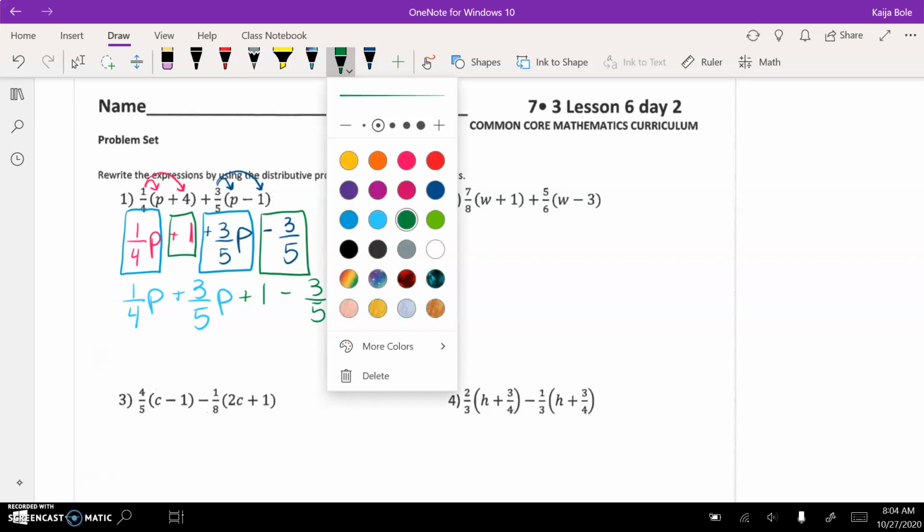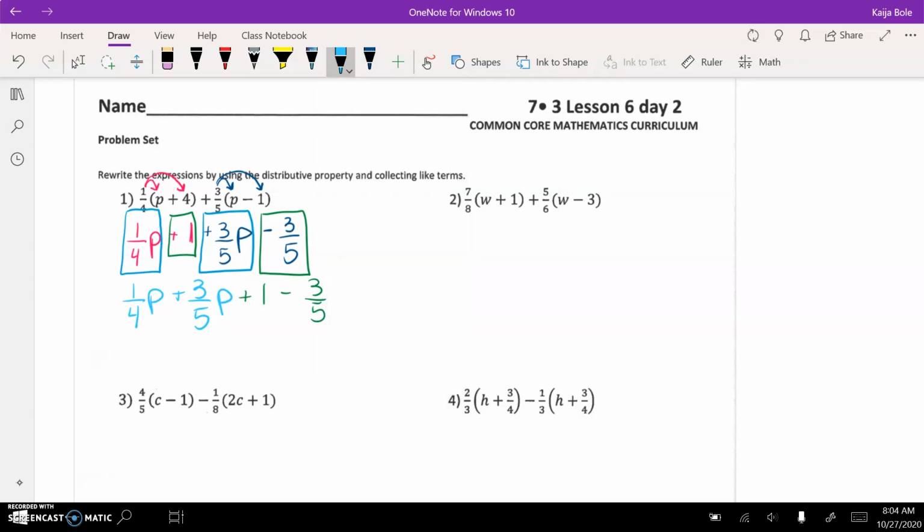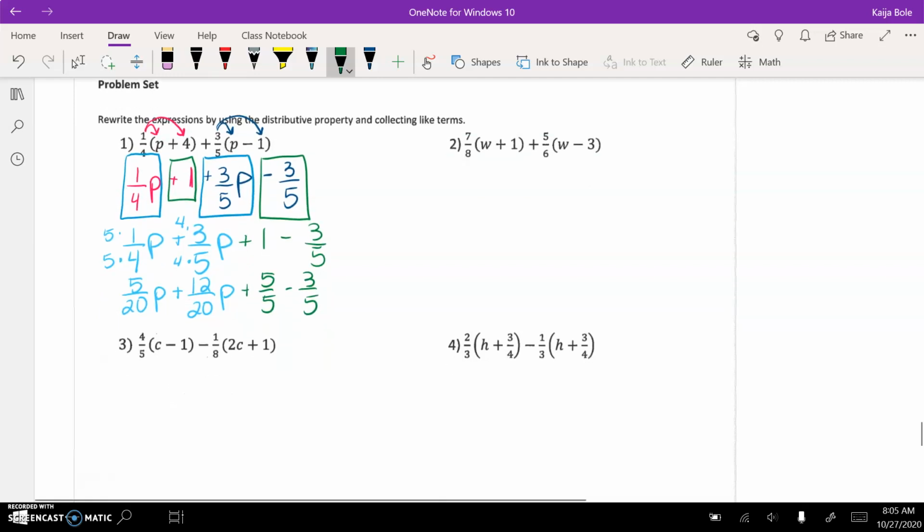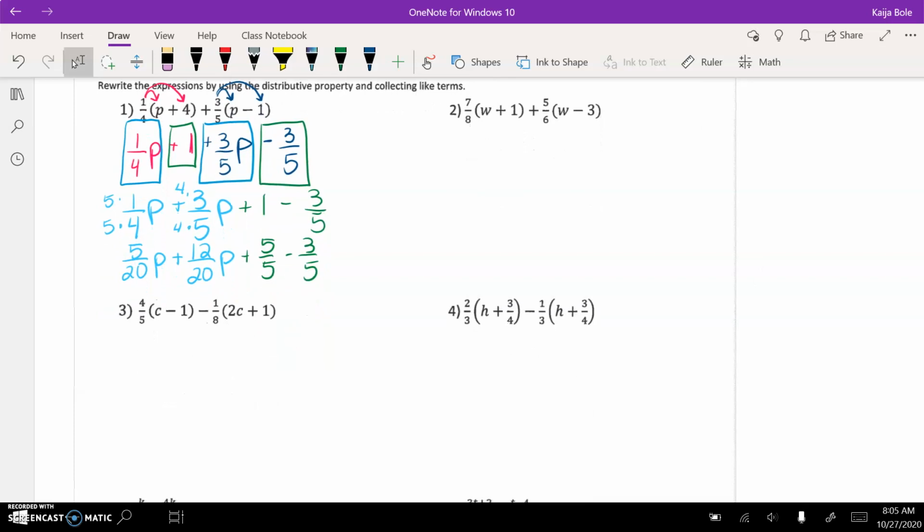Okay. So then I got to get a common denominator here for these fractions. So I'm going to have to multiply by 5 here, by 4 here. So then I have 5/20 p plus 12/20 p. And then here in the other one, whole would be 5/5, so it'd be plus 5/5 minus 3/5. You can see I ran out of room. You might need another sheet of paper for this classwork today, I'll be honest with you.